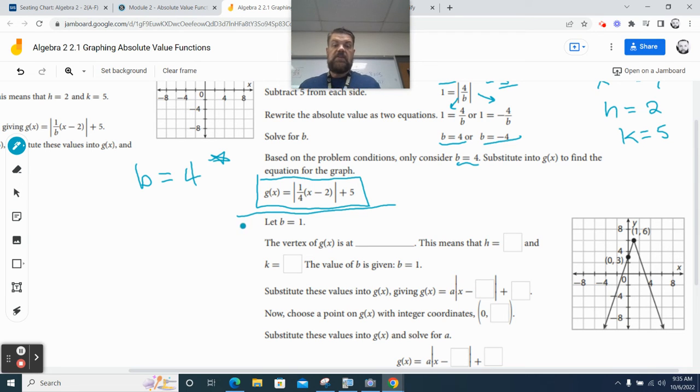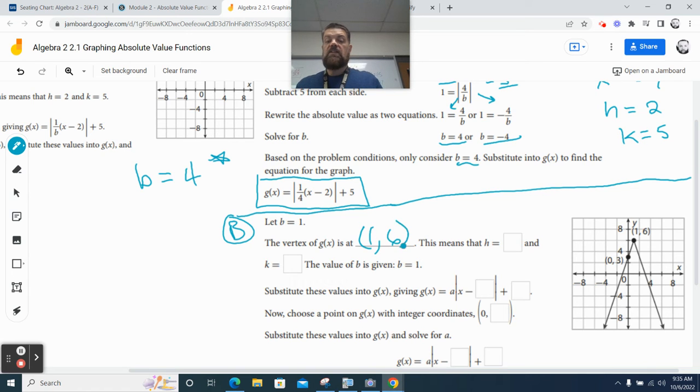So let me explain something. This is like a part B. The vertex of g of x, we're doing a second problem now. I put it all in one because that's how it is in your book. What's our vertex? Look at the graph. Yep, it occurs at 1, 6.